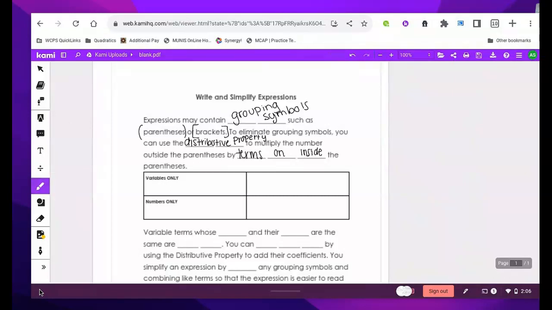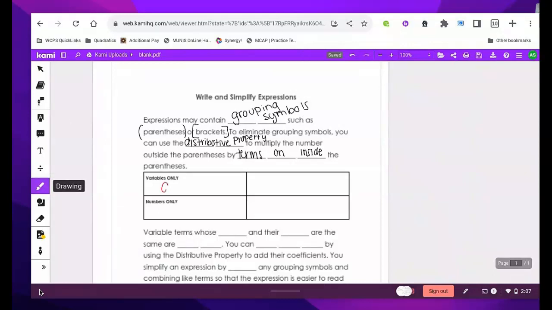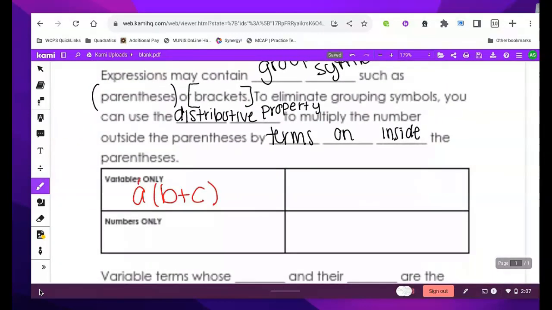So let's look at an example. If I have A on the outside of the parentheses and then B plus C on the inside of the parentheses, the distributive property tells me I need to do A times B, and A times B is AB, plus A times C, which is AC. So we take the number on the outside and multiply it by all the terms on the inside.